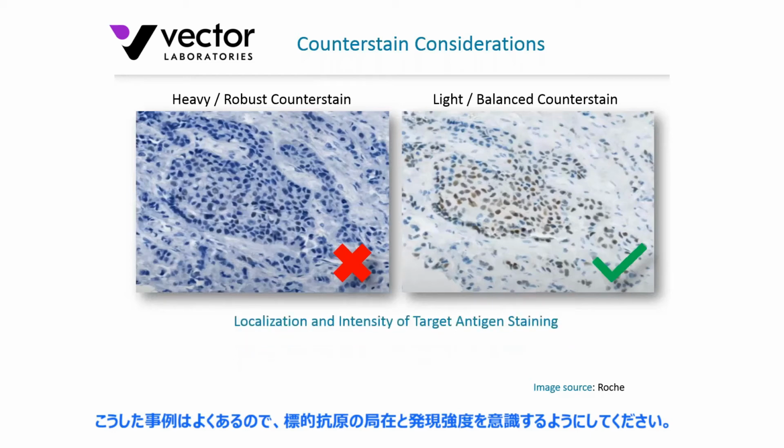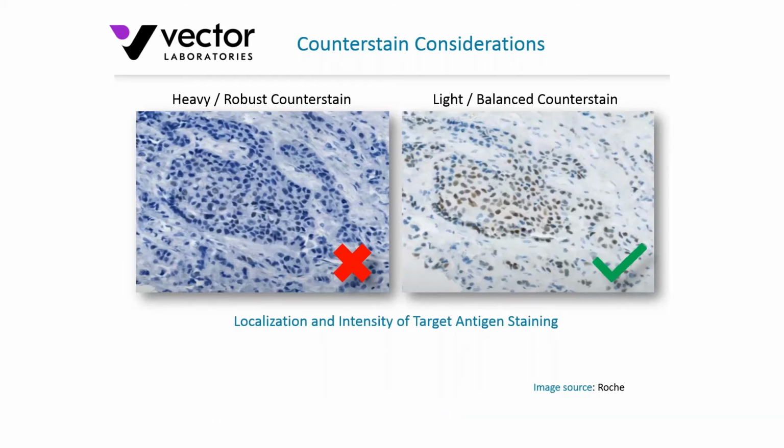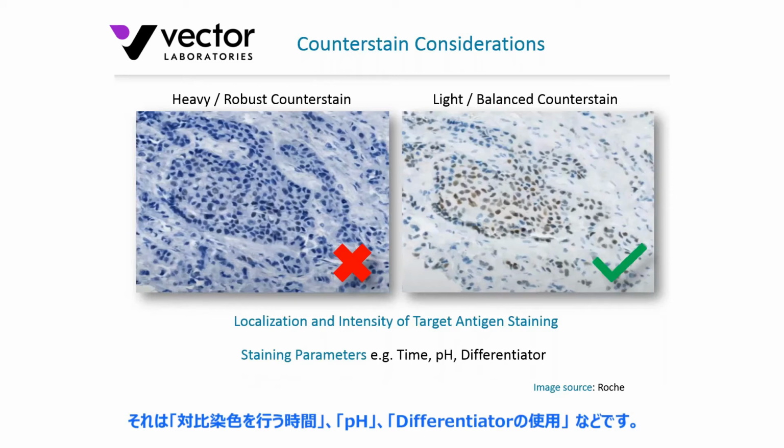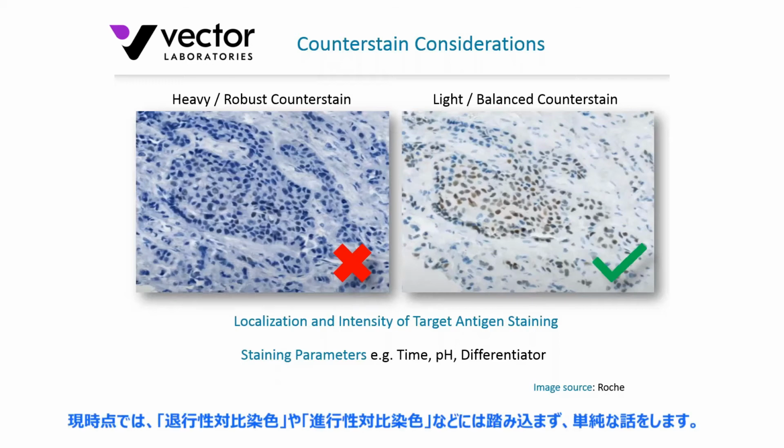Certainly this is one scenario that plays out quite often that we've encountered with end users. So how do you get from the left image to the right image, or what do you do? What are the parameters to consider? And certainly have a look at the length of time that the specimen is exposed or incubated in the counterstain. There may be pH differences as well, and also the use of a differentiator. I'm not going to get into the weeds, so to speak, on the use of progressive or regressive counterstains at this time, but just be aware that there are differences in the counterstain.